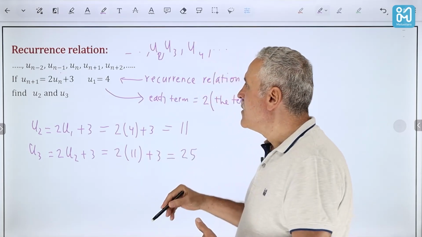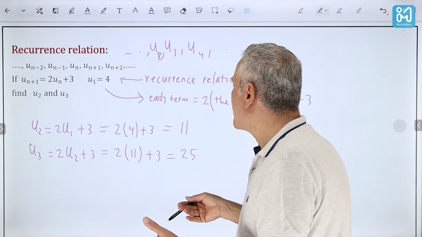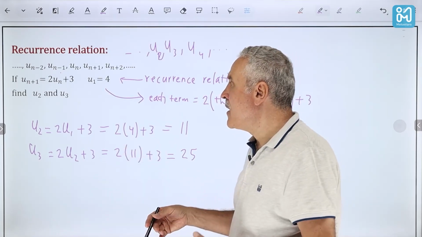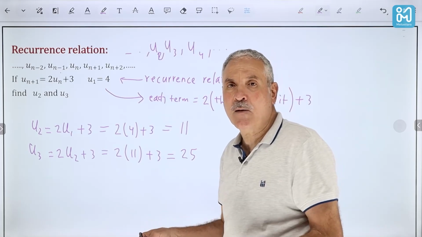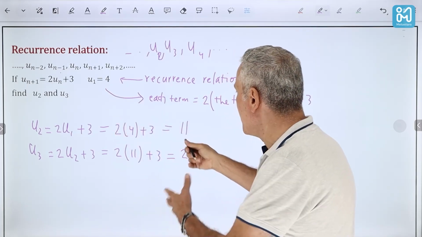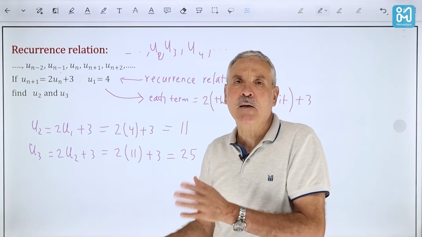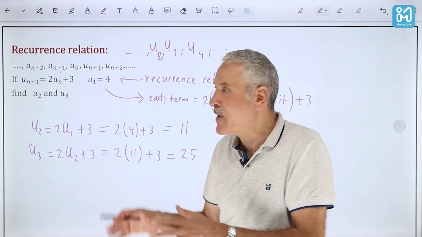And so on. So you could find this sequence if they would ask you to find, for example, the next term or a 10th term or an nth term. This sequence is actually 4, 11, then 25. Then you may find u of 4 in case they would ask you for something else based on this.